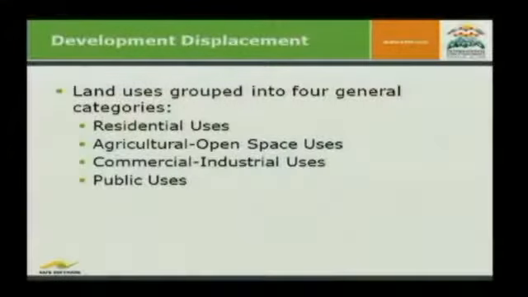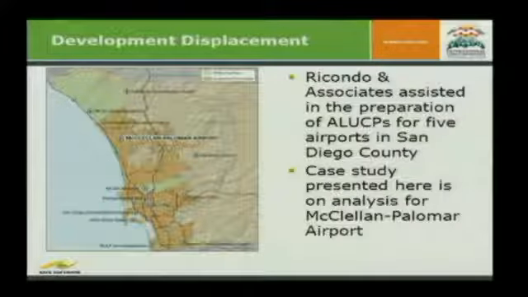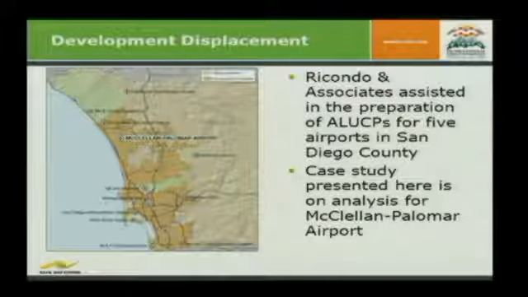We had residential uses, where we basically looked at the maximum number of dwelling units that would be allowed per acre. Agricultural open space uses, where we accounted for basically the entire acreage of any given parcel. Commercial, industrial, and public uses, where we calculated the maximum buildable square area that might potentially be displaced. And this slide's kind of redundant, but here's a map of San Diego County, and this shows all the airports that we've been working on. And so we're going to discuss the development displacement analysis for McClellan-Palomar Airport, which is right there. Downtown San Diego is right over here.